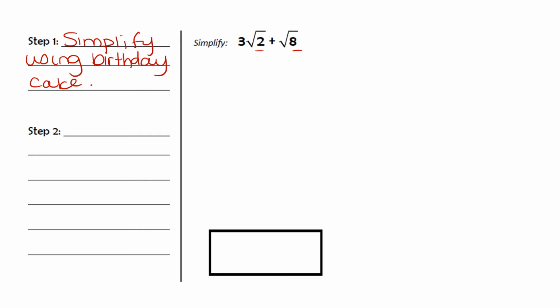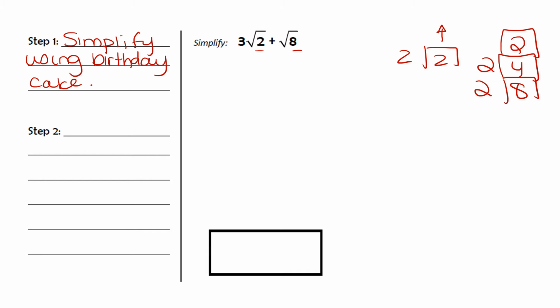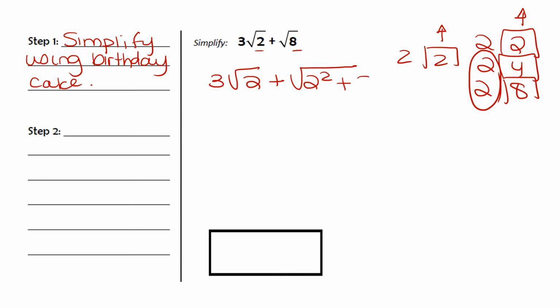So root 2 is already simplified. Nothing we can do about that. Root 8 can be simplified. Since our index is 2, I'm going to have 3 root 2 plus 2 squared times 2. Oops, sorry.